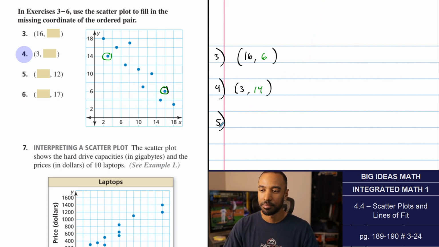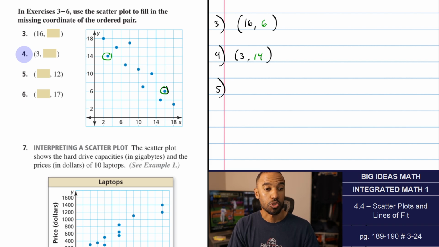Number 5 now shows us y values. So they have a y value of 12. We have to find the x value that goes with that one. The 12 is between 10 and 14 right here. There's only one x value that belongs there. And that is an x value of, between 6 and 8, is 7. So this is (7, 12).